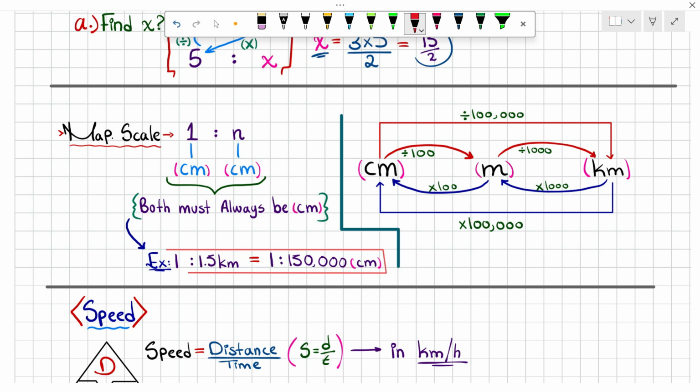Or if you want to do it in one go, centimeter to kilometer, divide by 100,000. Kilometer to centimeters, multiply by 100,000.